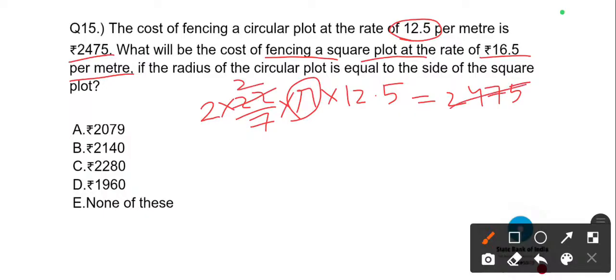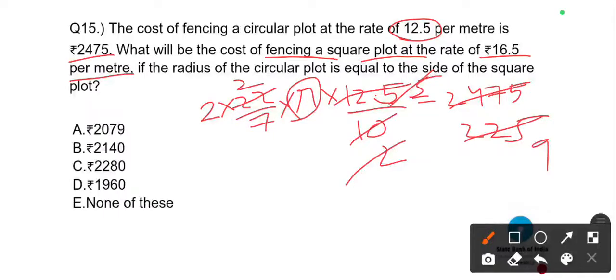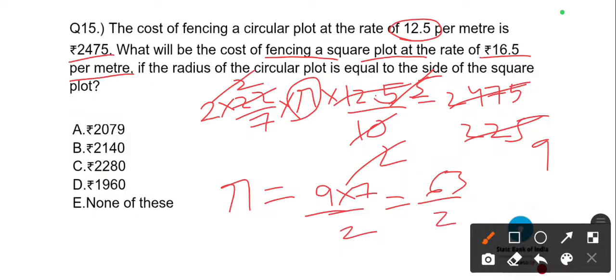2 times 11, 2 times 2 times and 5 times. Let's write this as 125 divided by 10. 25 5 times will be 125. This will be 9 times. So 5 2 times, 2 and 2 cancels. So what we have left is r equals 9 divided by 9 into 7 divided by 2, and 7 times 63 divided by 2 is the r value.